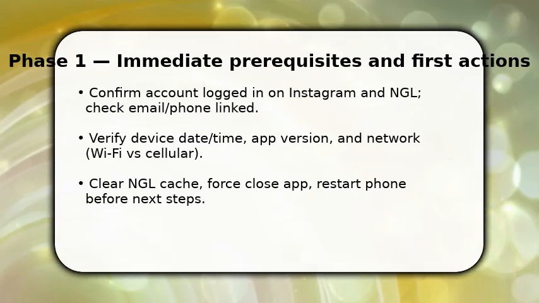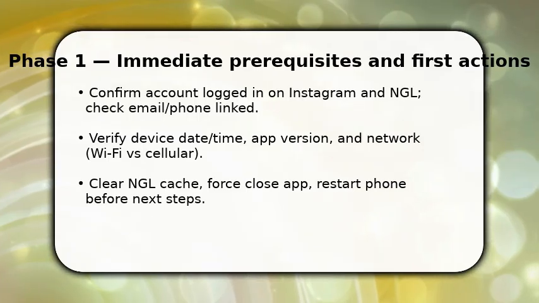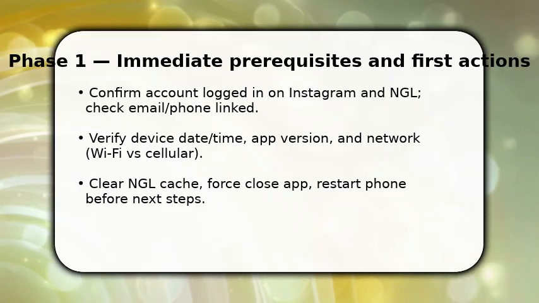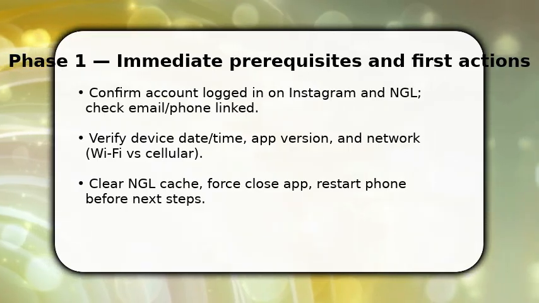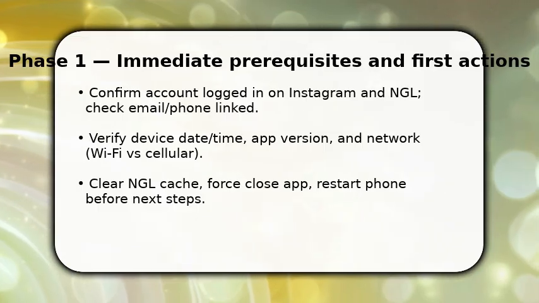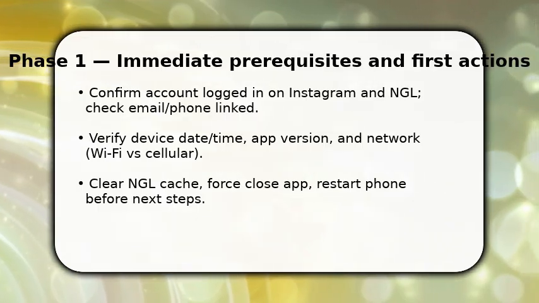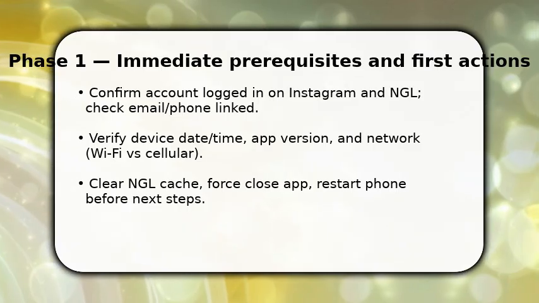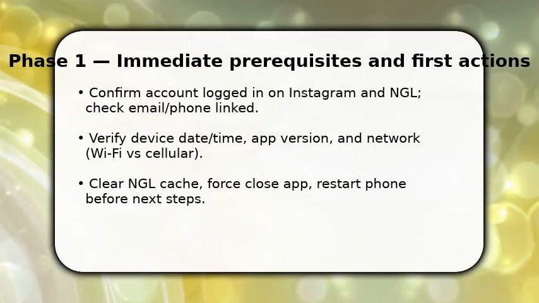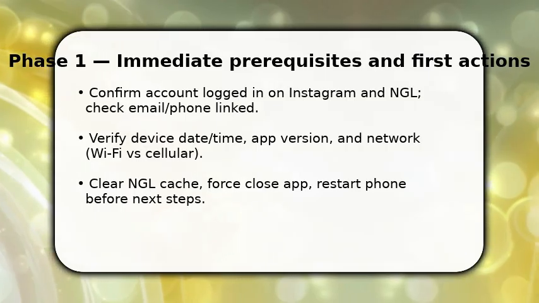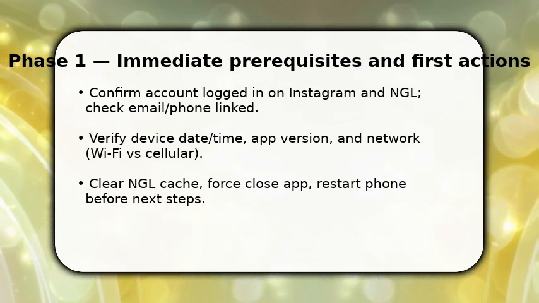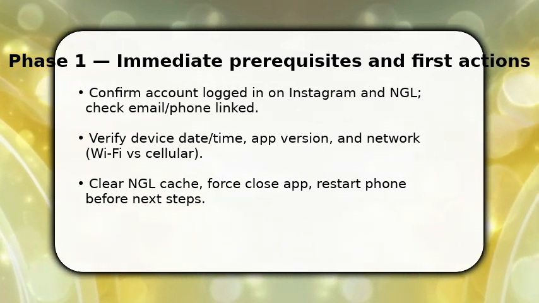You start by verifying prerequisites, so we fix access restricted quickly. First, make sure you're logged into the same Instagram account tied to NGL and that email or phone is current. Once done, check device date/time and update the NGL app to the latest version because authentication errors often follow outdated software. Then clear the app cache and force close it. Restart the phone to remove residual session tokens. These steps remove common blockers before deeper troubleshooting.